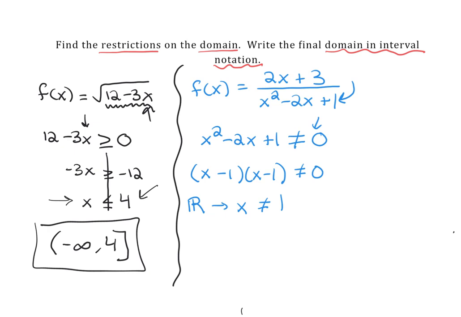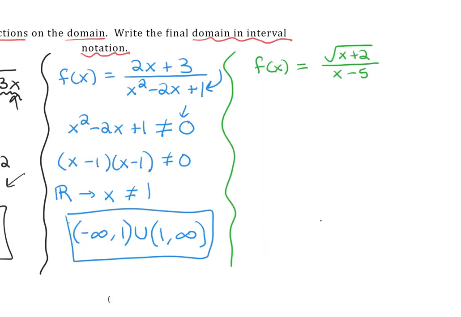So how do we write that in interval notation? Well, all real numbers is negative infinity, but we're going to go up to 1 but not include 1. And then this is like a union notation. We're going to have another 1 and then to positive infinity. And here's the last example.